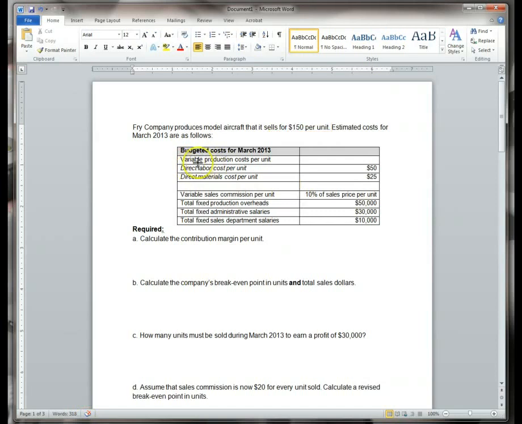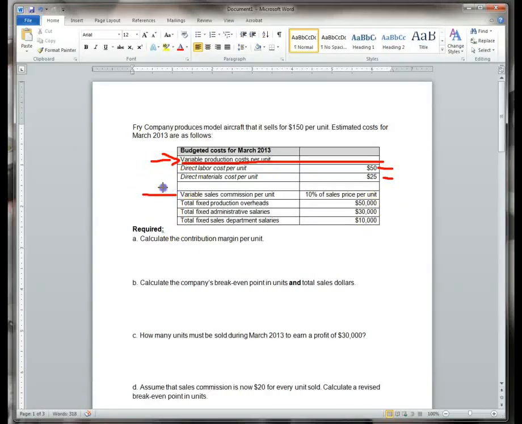So what do we have? We have some variable production costs per unit. This is the heading: variable production costs per unit. So right there it's telling us these are variable costs. You have direct labor, you have direct materials. These are unit costs, so for each unit it's going to be 50, 25, both variable.